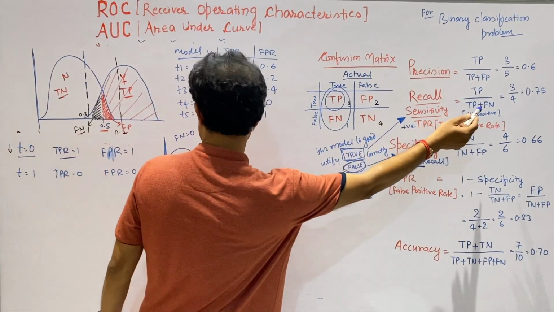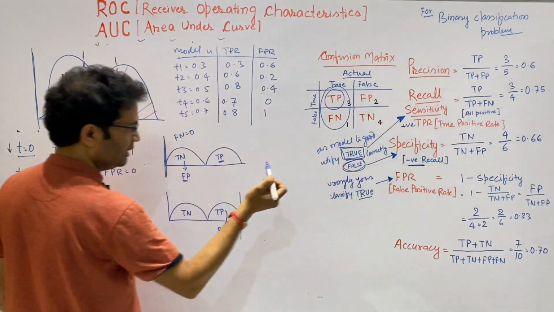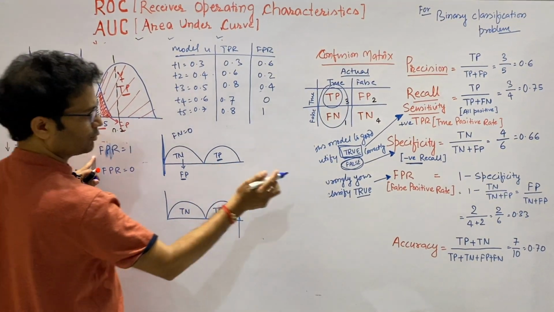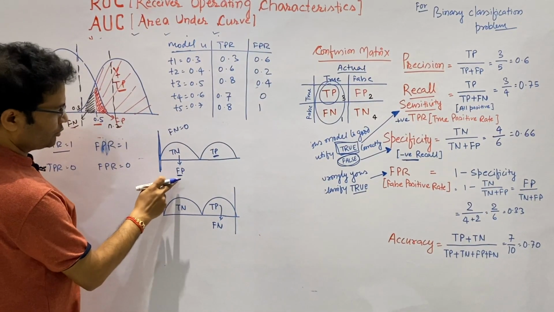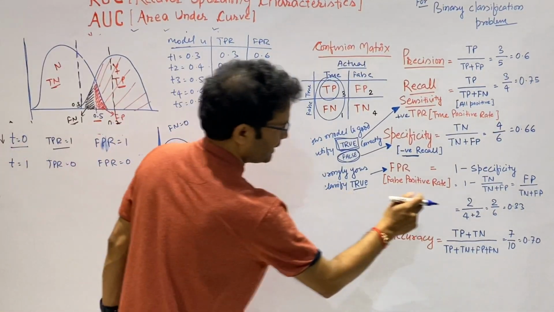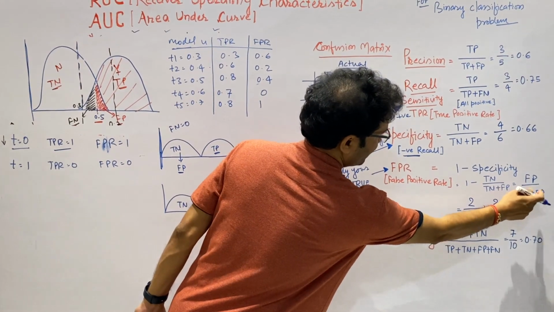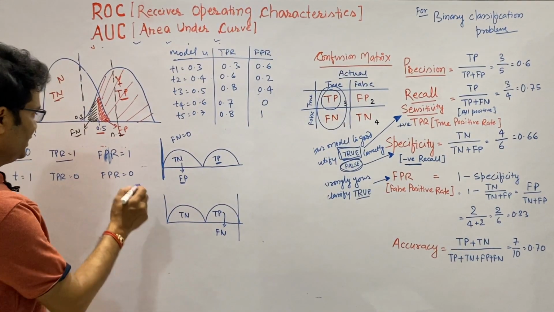So false negative is equal to 0, so it becomes 1. And if you check the false positive rate, so what happened? We have the false positive and true negative is equal to 0, and false positive, both are cut, it becomes 1.